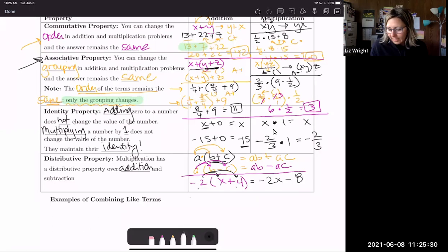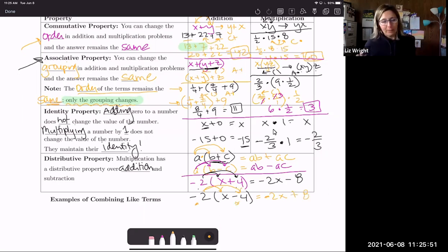And then if we did -2 times x minus 4, it's going to be real similar. We're going to distribute again here, and we're going to get -2x. Negative times the negative, what happens when bad things happen to bad people? We kind of like that. Okay, plus 8. And there's your answer.